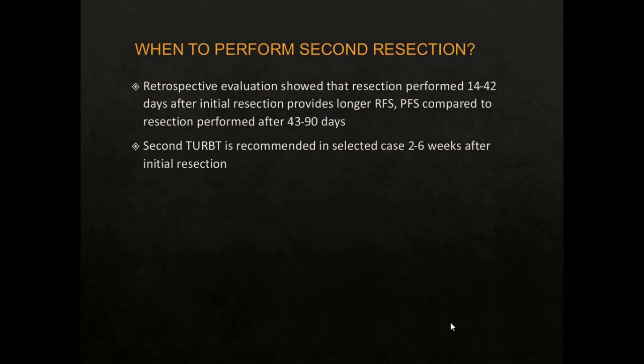When to perform second resection? Retrospective evaluation showed that resection performed 14 to 42 days after the initial resection provides longer recurrence-free survival compared to resection performed after 43 to 90 days. Second TURBT is recommended in selected cases 2 to 6 weeks after the initial resection.